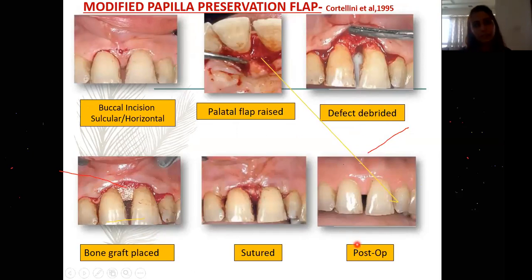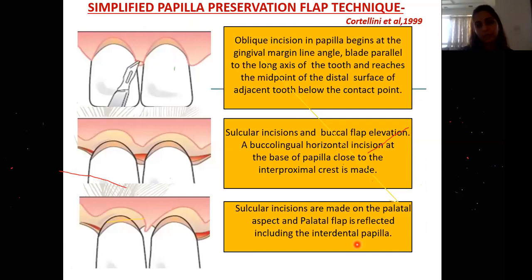In 1999, those techniques were limited to areas where you had interdental spaces of more than 2 millimeters. What if there were gaps between teeth which were less than 2 millimeters, where doing a classic papilla preservation or a modified papilla preservation would be difficult? So in those areas, Cortellini proposed the simplified technique.